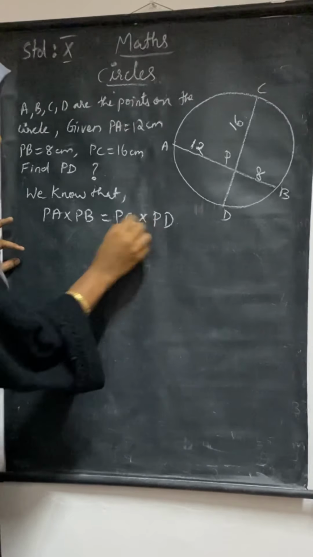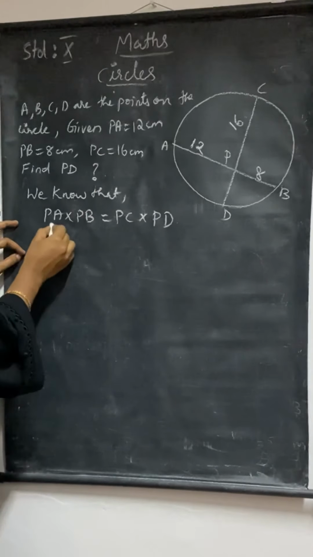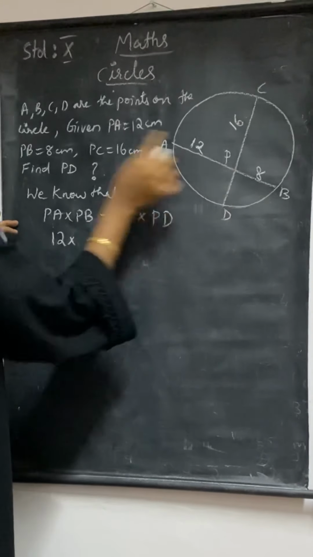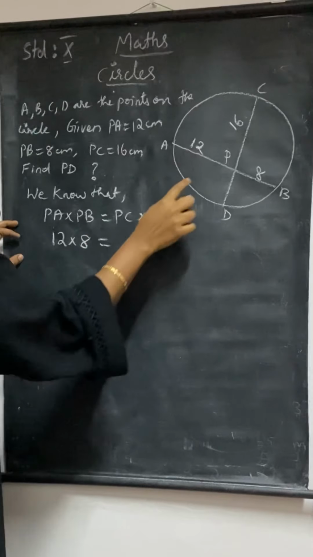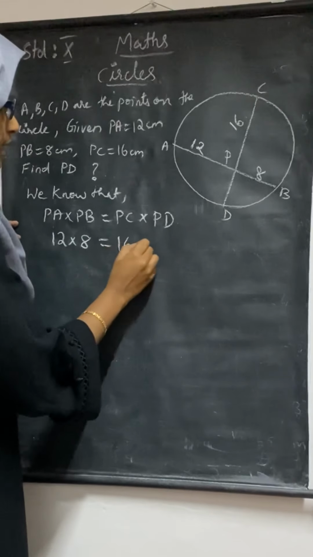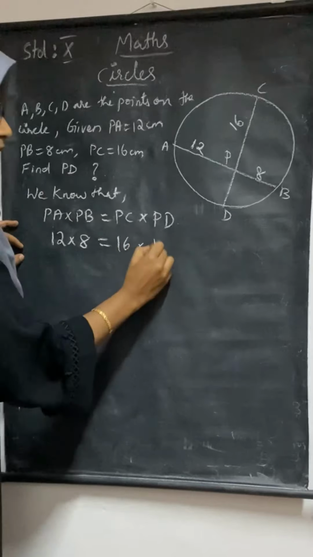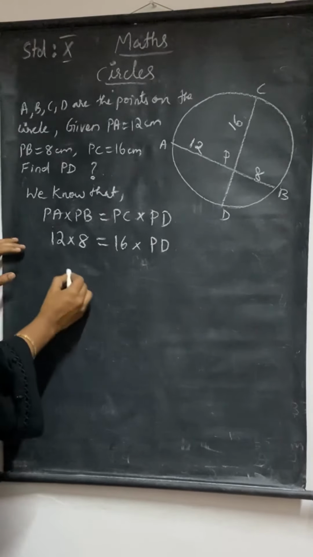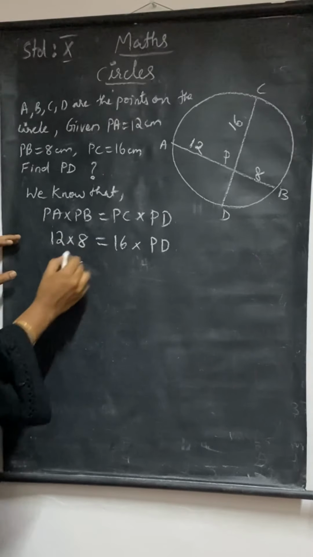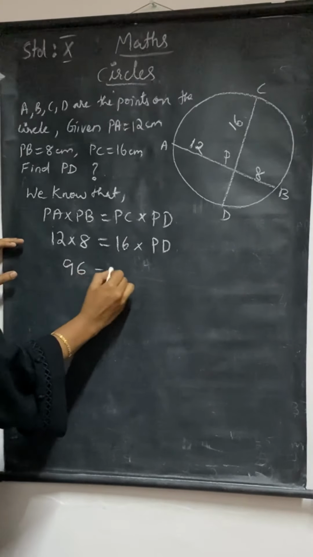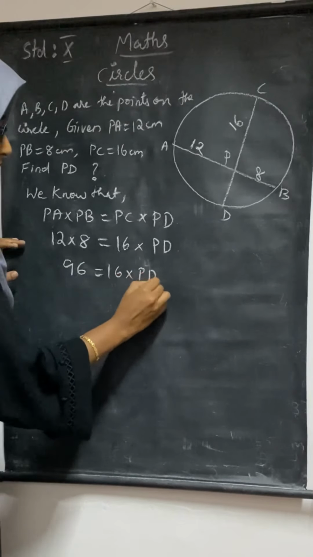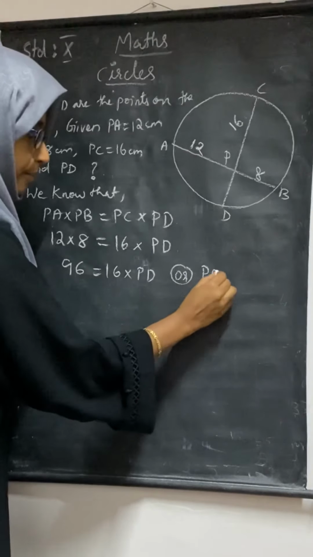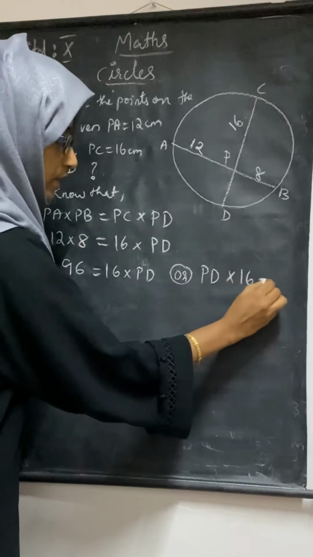Now what you have to do? Whatever we know, you have to substitute here. PA is how much? 12. PA 12 into PB. PB is how much? 8, is equal to PC. The PC you know? Yes, 16 into PD. Don't know. Find PD. Now 12 8s are how much? 8 2s are 16. 1 carries, 8 plus 1, 9. 96 is equal to 16 into PD. Or I can just reverse it and write PD into 16 is equal to 96.